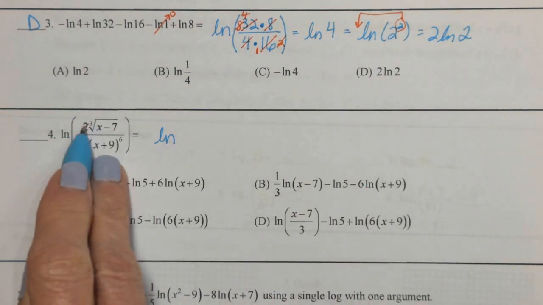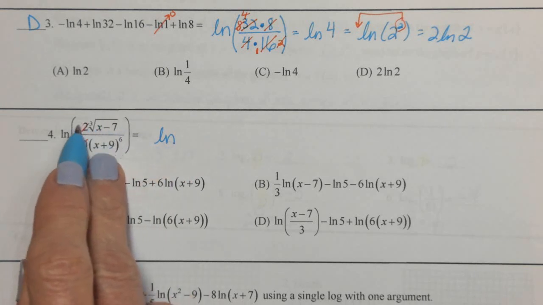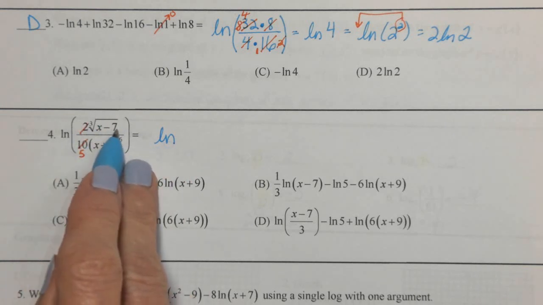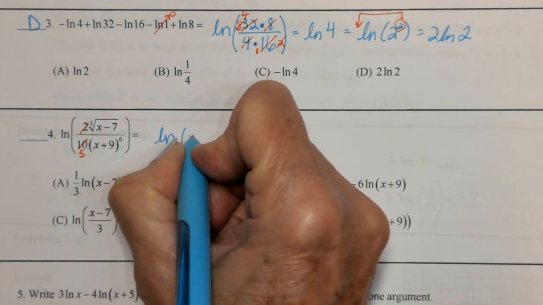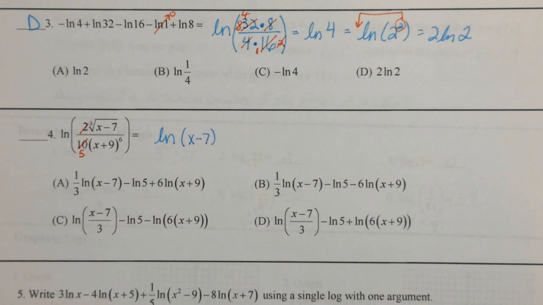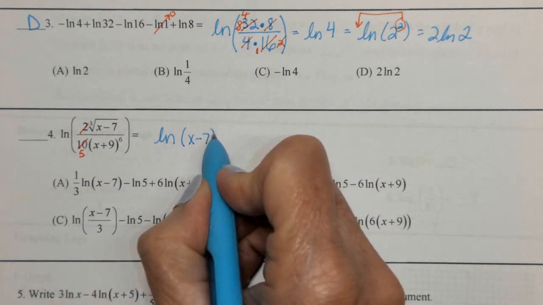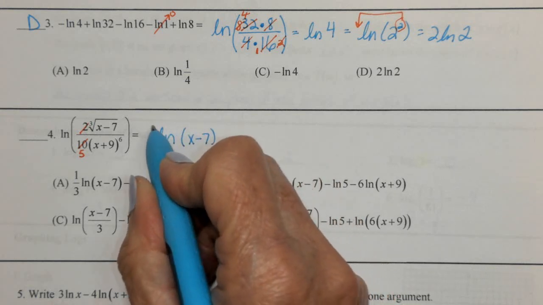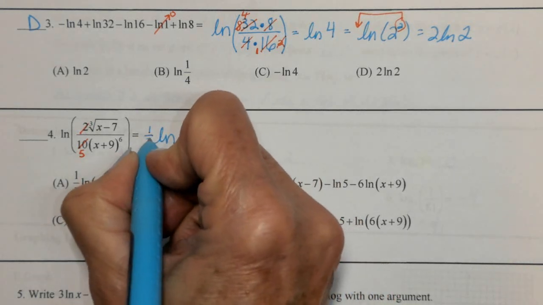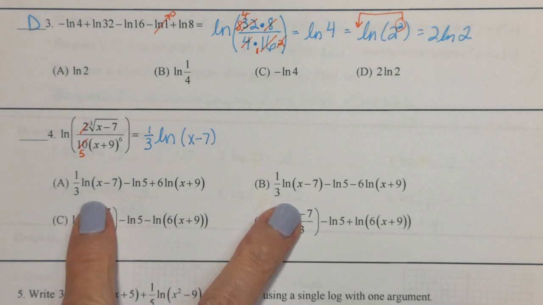I'm going to start in the numerator. I'm going to give it a positive log, and this is the cube root of x minus 7, which I'm going to write as a power. What will the power be? The power will be 1/3, but I'm not going to put the power on the argument. Instead, I'm going to put the power in front of the log as a coefficient. That is completely expanded form, and I see that in two of my choices here.